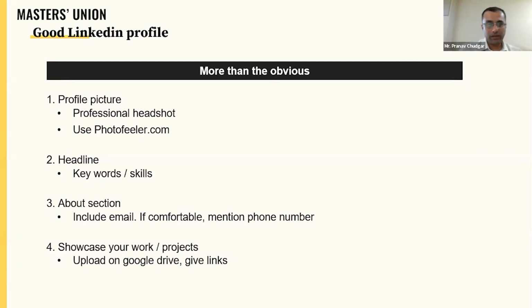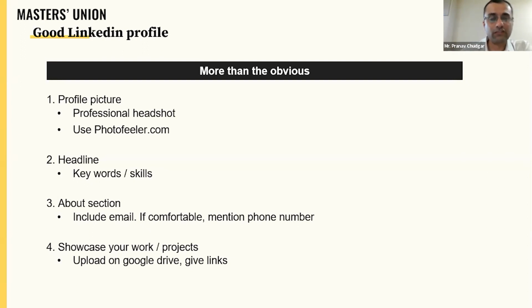I did not want to do that naming and shaming, but please go and research how your profile picture should be. There is a good website called Photo Feeler where you can upload your profile picture and people will comment on whether this is a good picture or a bad picture. And it gives you a ranking from 0 to 10. Ideally, you should try to get a 7 or 8.